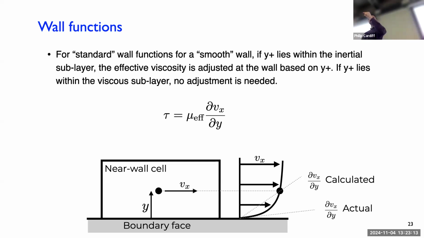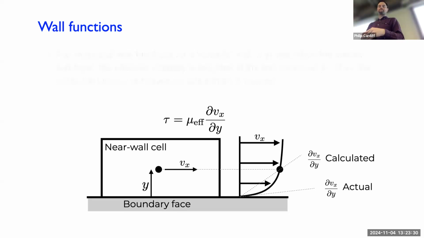If your y plus is within the laminar region, so if your first cell center is close enough to the wall that you're in the laminar region, then that's fine. Then you don't need wall functions. That point will be here, then it's fine. You don't need wall functions, and you can just get a good value without using them.